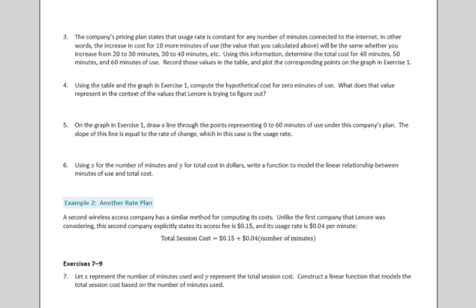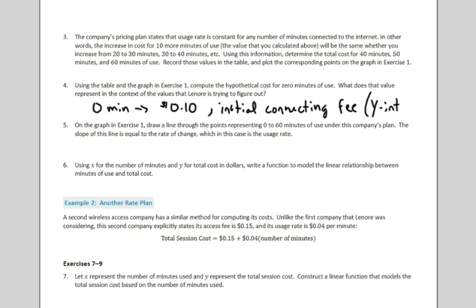Number 4, using the table and the graph in exercise 1, complete the hypothetical cost for 0 minutes of use. What does that value represent in the context of the values that Lenore is trying to find out? So we found that at 0 minutes, the cost was 10 cents. And what that value represents in the context is the initial connecting fee. And in terms of a linear equation, it happens to be the y-intercept, the starting value, which is b.